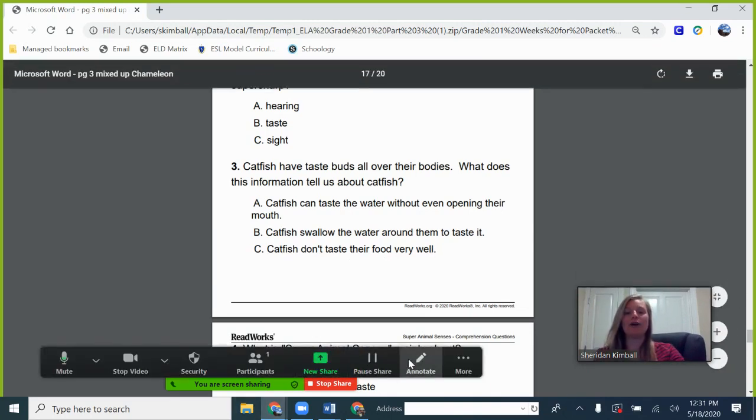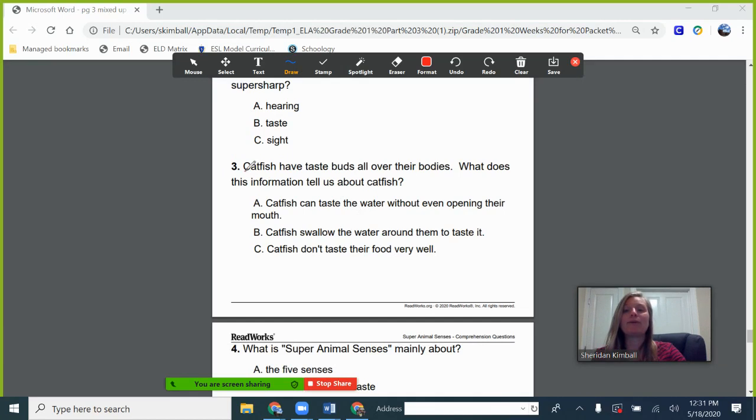So Miss Kimball's going to take out her pencil. I'm going to remind my brain that we are talking about catfish. So if my brain needs some help, I can go back up to the reading and find this word, catfish, to remember what that reading was about. I remember that it says catfish have taste buds all over their bodies. So what does that help us understand? I know that if a catfish has a taste bud over his whole body, it does not make sense that he wouldn't be able to taste the food. So C is not a choice that will make sense. You can cross out the letter C.